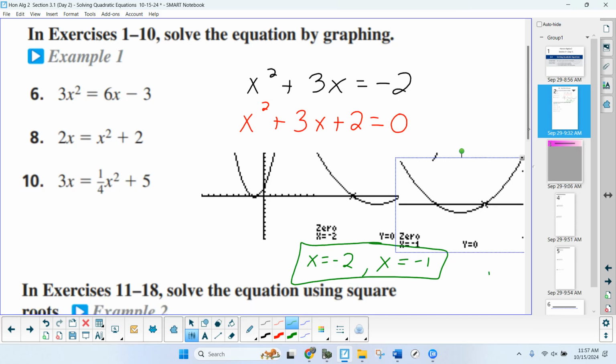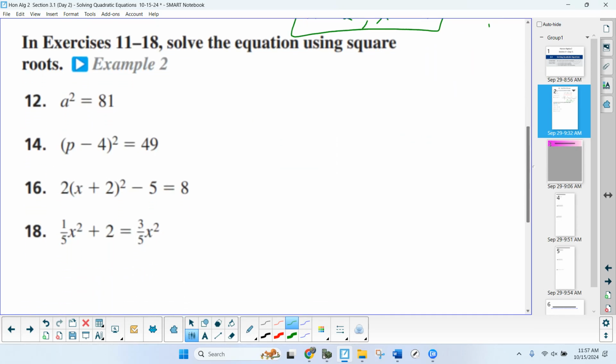All right. The next part that we learned on Friday was solving using square roots. Do number 12 for me. Should take like 2 seconds to do number 12. Oh, wait. All right, you should be done.